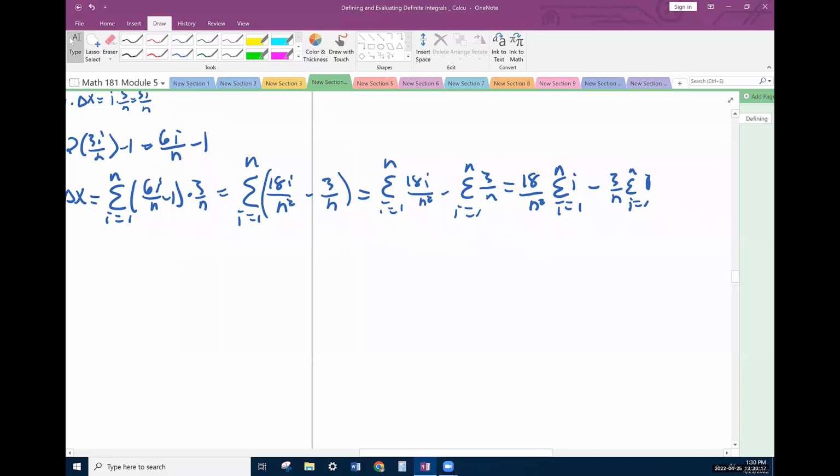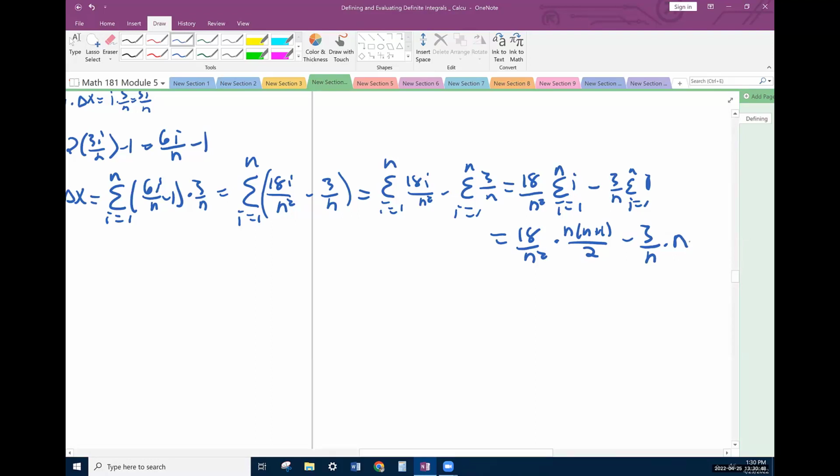And now we know those sums, up to n. 18 over n squared, and the sum of i is going to be n times n plus 1 over 2, minus 3 over n times what? If you add 1 plus 1 plus 1 and so on, adding that up n times gives you n, so it's just n there.